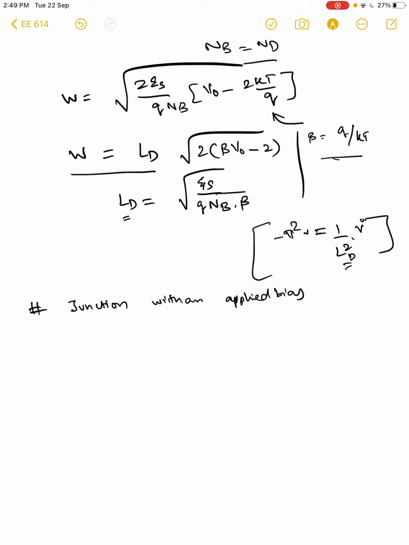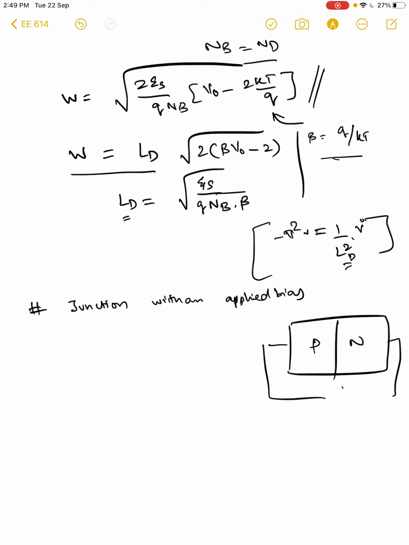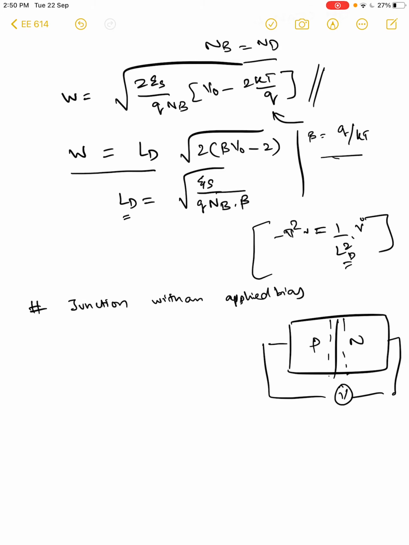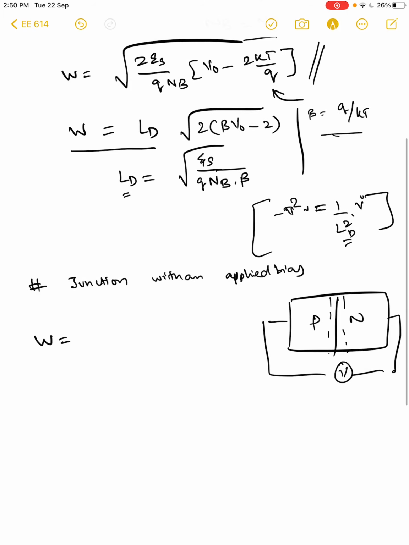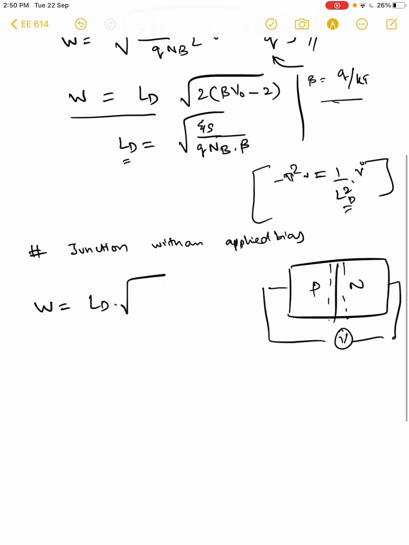The width expression we had is used when you do not have any applied potential, and V0 is the built-in potential. If I take this PN junction and apply a potential V, the question is, what happens to the depletion width? This is a very simple extension of the derivation we had. The actual width of the depletion region under this condition, where you have an additional potential, is L_D root 2 beta (V0 minus V).